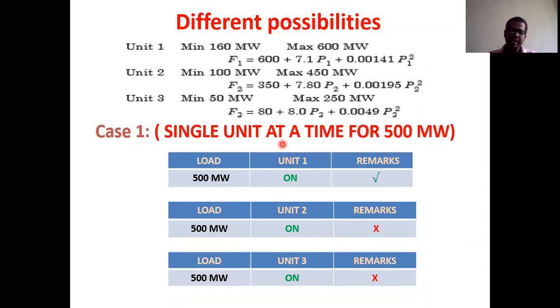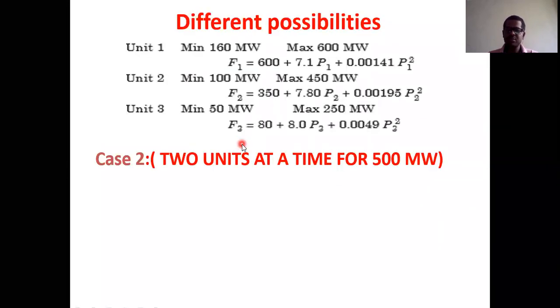Similarly, in case 2, what I will do is take 2 at a time. So in case 1, I am taking 1 unit at a time. In case 2, I will take 2 at a time. So 2 units at a time to meet the 500 megawatts. What are the possible combinations you have, or how many possible combinations will you get here?